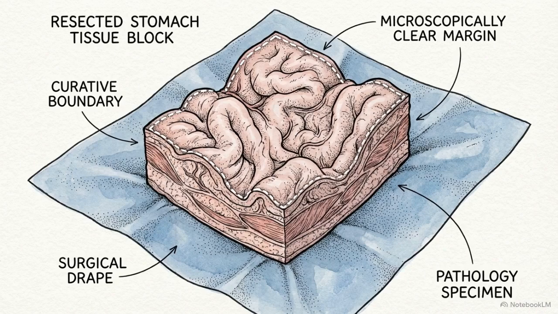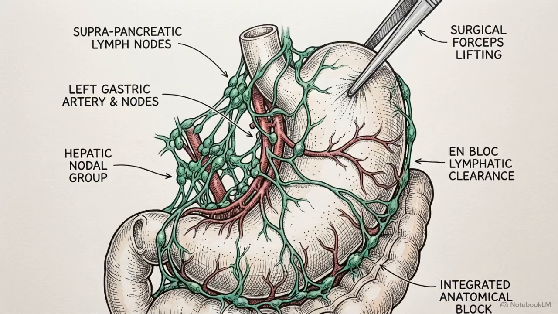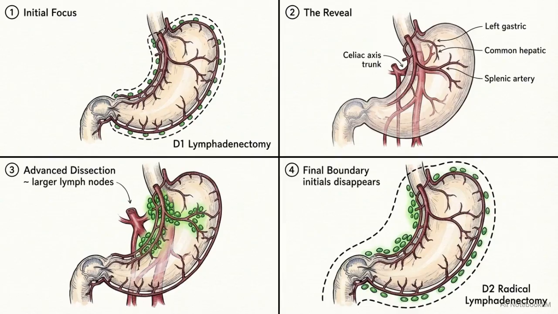Curative surgery demands an R0 resection, securing microscopically clear margins with absolutely no residual tumor left behind. This must be paired with the en-bloc removal of specific regional lymphatic basins. The optimal extent of lymphatic clearance dictates the surgical approach. A D1 lymphadenectomy removes only the perigastric nodes immediately touching the stomach. A radical D2 dissection requires a much deeper, more complex operation to strip the lymph nodes surrounding the principal arterial trunks of the celiac axis.